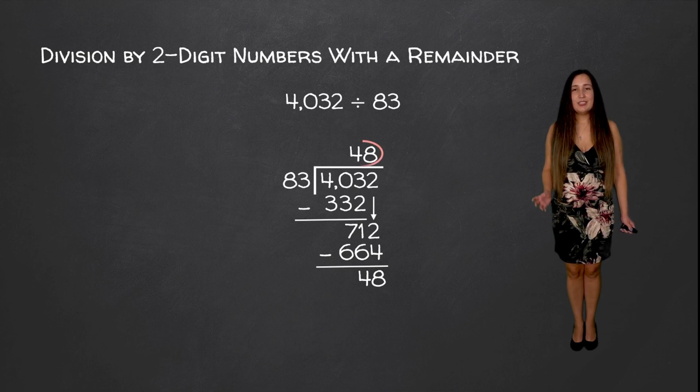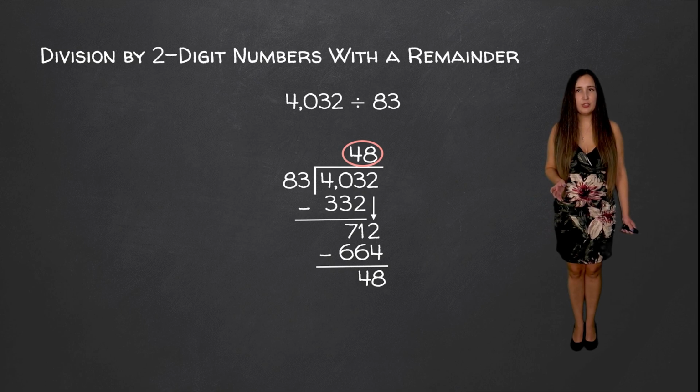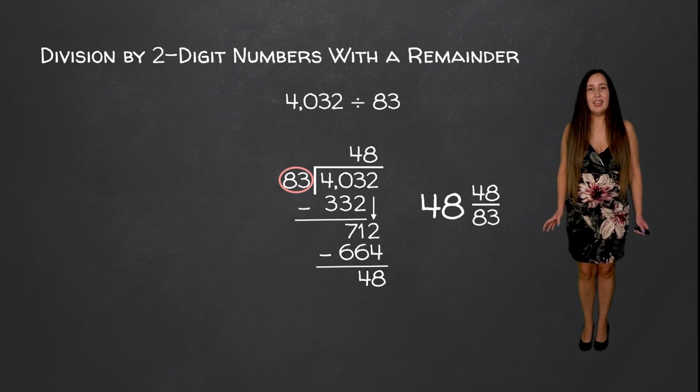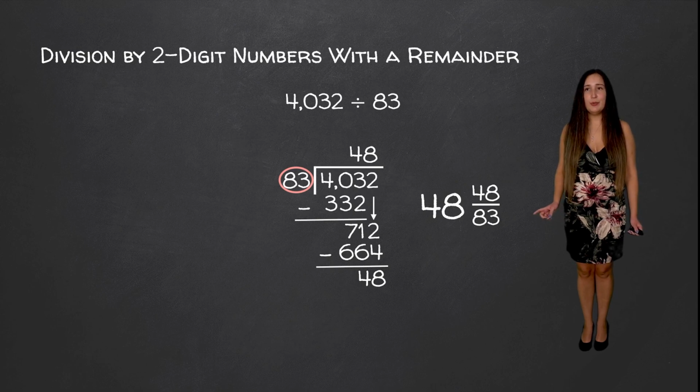So we're going to start off with how many whole times can 83 go into 4,032, which is 48. And then we're going to get our remainder, which is 48 as well. And then our divisor, which is 83, will be our denominator. And here we have 4,032 divided by 83 is equal to 48 and 48 out of 83. All right? And that's it for dividing by two-digit numbers with a remainder and writing it out as a fraction.